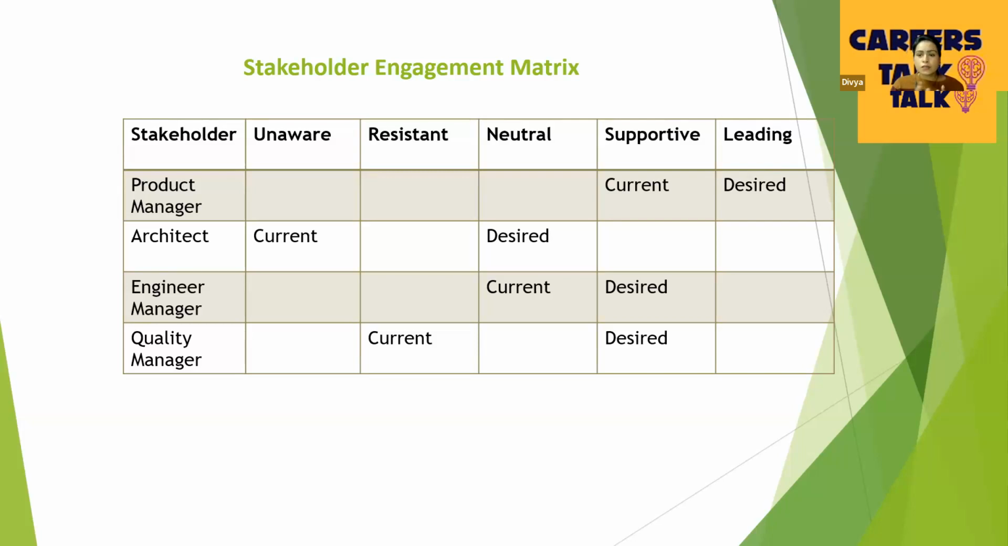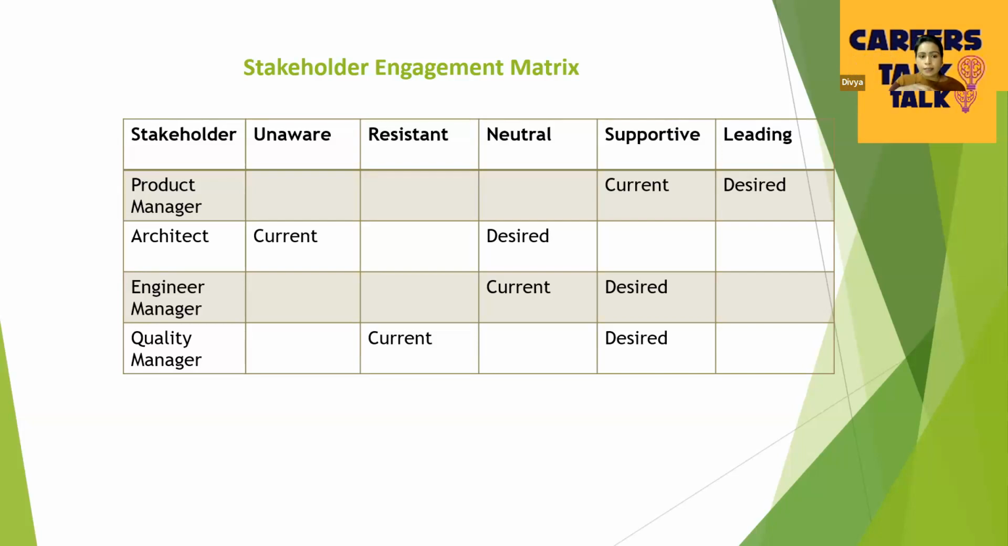Leading. Once you start the change, there should be a person who carries that out and gets a successful result. These are the stakeholders who come under the leading category. Suppose we have a project coming into our organization. The product manager is a person who is supportive now. He should be supportive throughout the project, and he should be leading the project.